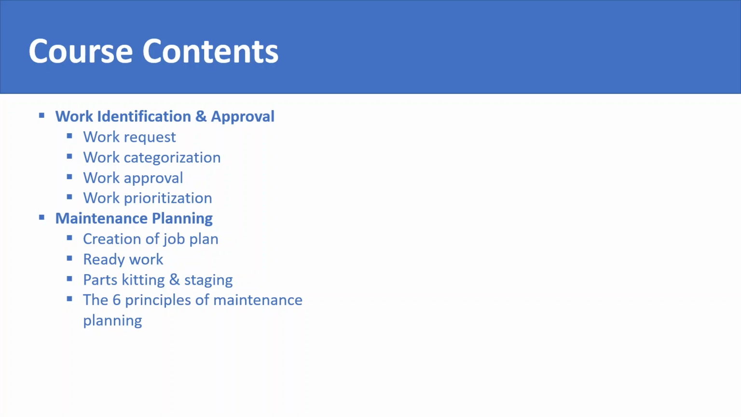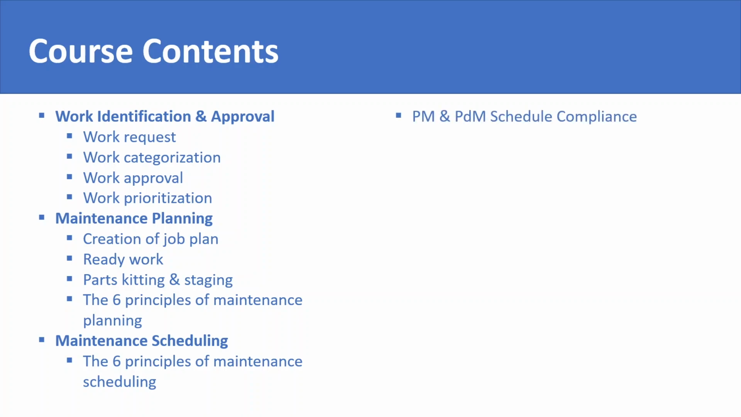We will then move on to the next stage of maintenance workflow, that is maintenance scheduling. We will discuss the 6 principles of maintenance scheduling, which will include important scheduling concepts, tools, techniques, and metrics. We will discuss preventive maintenance and predictive maintenance schedule compliance, a very important concept and metric in maintenance scheduling. We will also separately look at shutdown, turnaround, and outage planning tools and techniques.